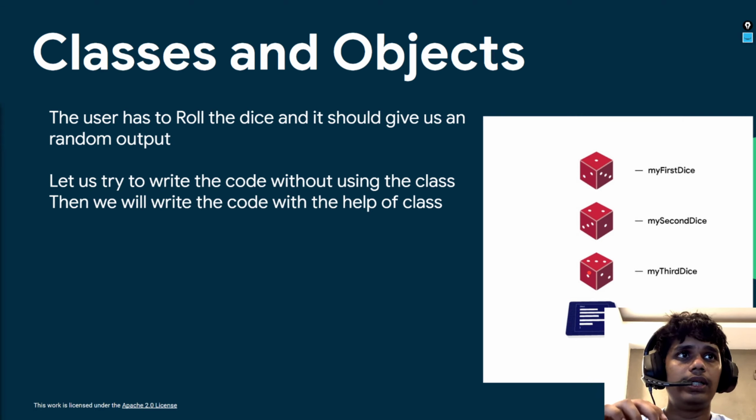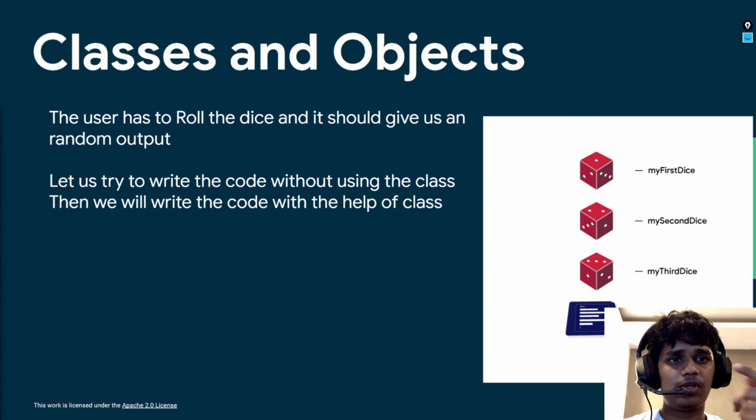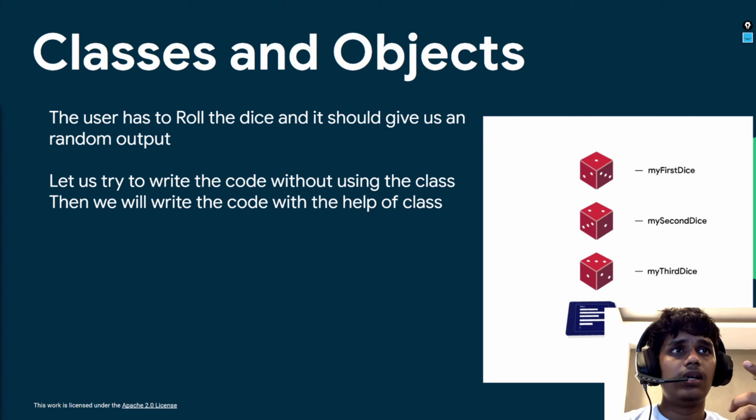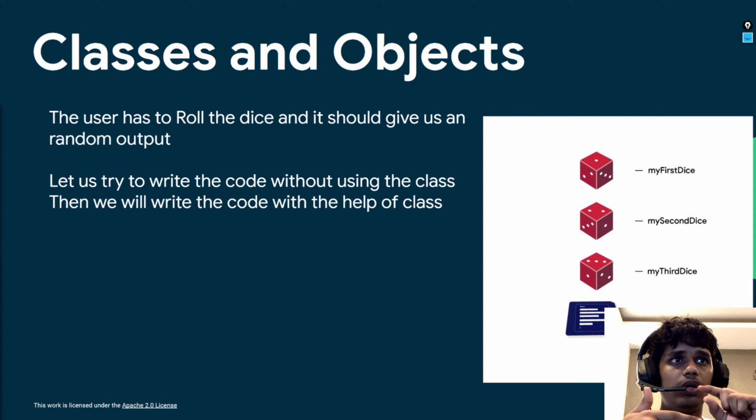Another thing about dice is that you have different colors, different shapes, and different numbers of sides. We are not going to consider that for now. We are just going to consider two basic properties. The first is the sides of the dice, and then the rolling function of a dice.